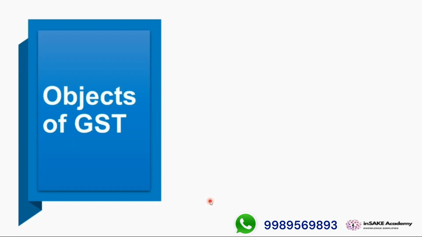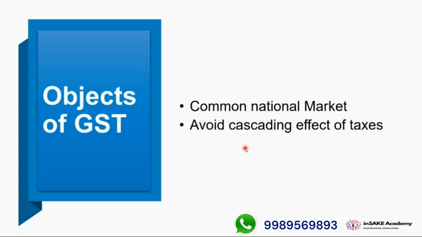Coming to the objects of the GST, the first object is a common national market. You know that previously each state had its own act and the taxes were levied accordingly. Now, after implementation of the GST, a single GST applies all over India, which removes the barrier among the states. And the second major object of the GST was to avoid the cascading effect of taxes.